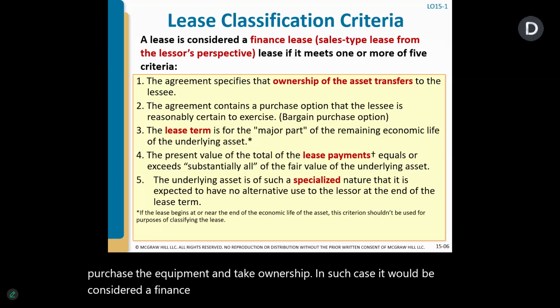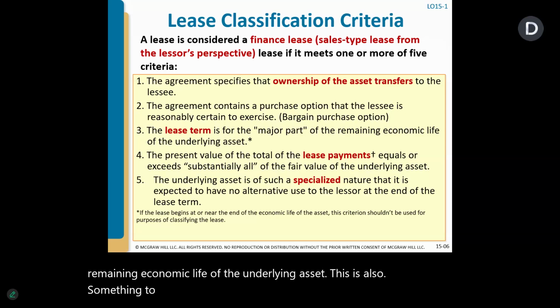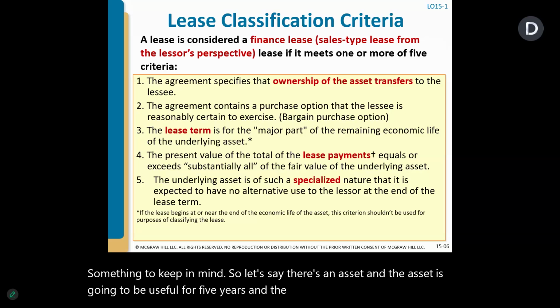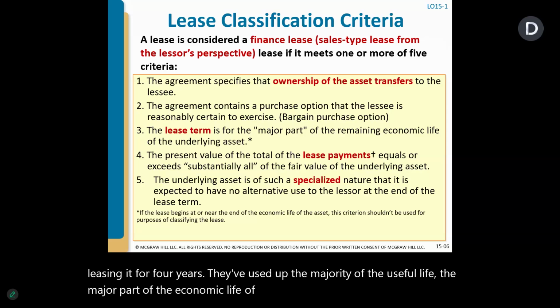Three, the lease term is for the major part of the remaining economic life of the underlying asset. This is also something to keep in mind. Let's say there's an asset and the asset is going to be useful for 5 years, and the company is leasing it for 4 years. They've used up the majority of the useful life, the major part of the economic life of that asset. In such a case, it'll be considered a finance lease.